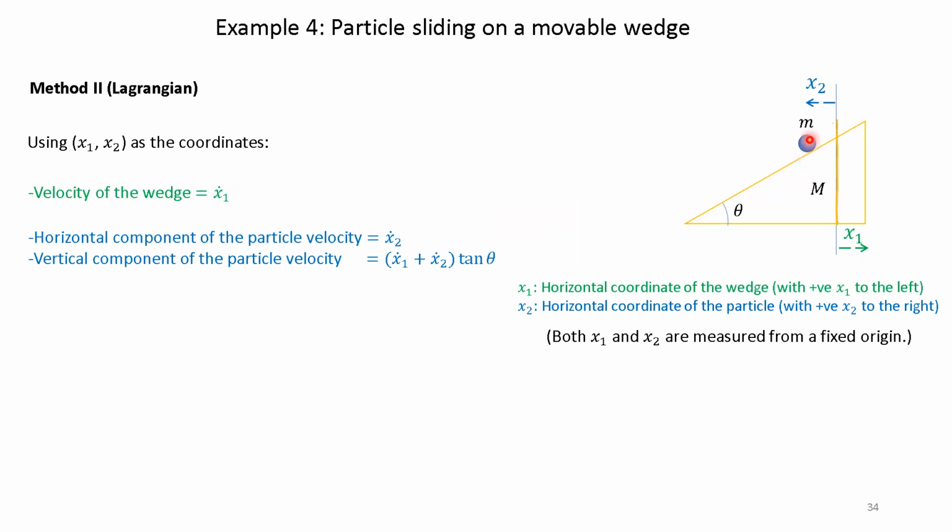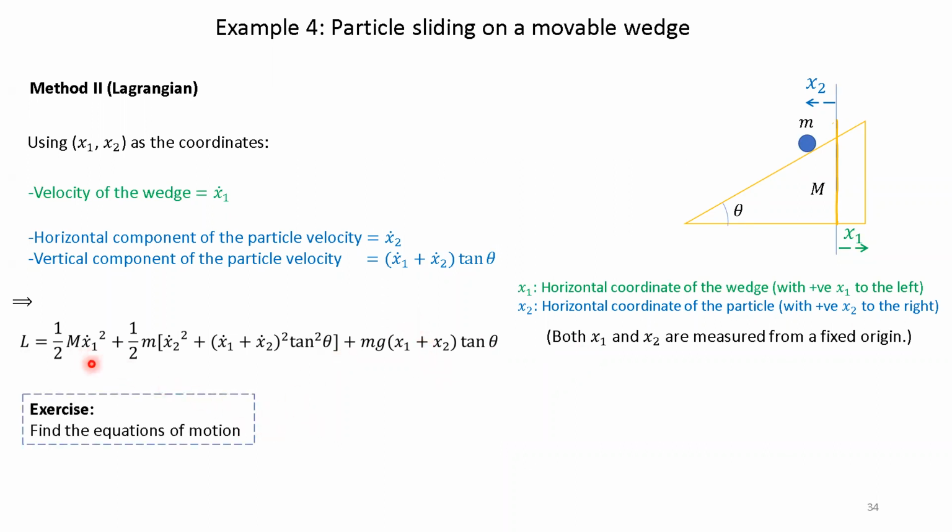Okay, and you can see that if I use this, it will be easier to deal with the horizontal component. But the price to pay is that you get a more complicated way to write down the vertical component. But regardless, now I have this Lagrangian written in terms of x1, x2, x1 dot, and x2 dot. And again, the equation of motion can be found using the Lagrange equation.